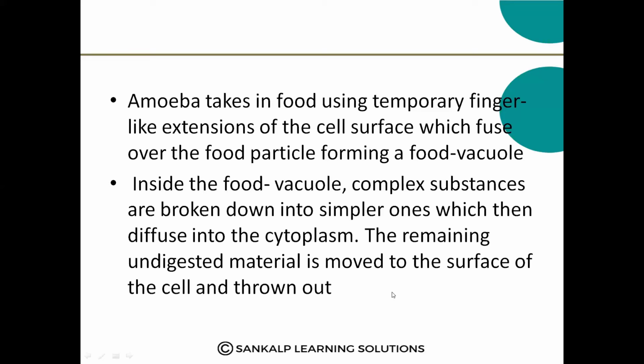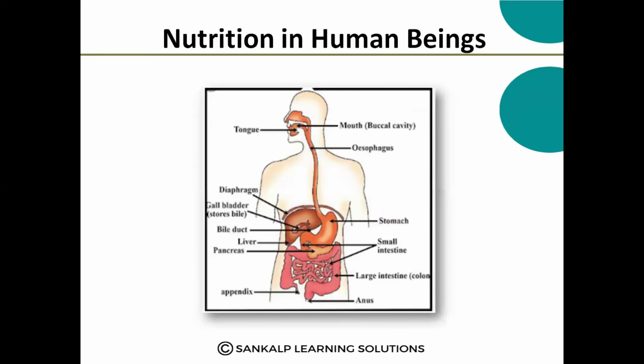Next thing is how nutrition takes place in human beings. Nutrition in human beings. Human beings have an alimentary canal that starts with the tongue and ends with the anus, right? This alimentary canal helps with the digestion of food and absorption of nutrients. So let us learn about the human digestive system and how food gets converted into a simpler form in this process.